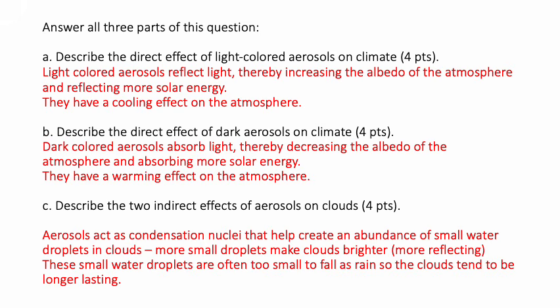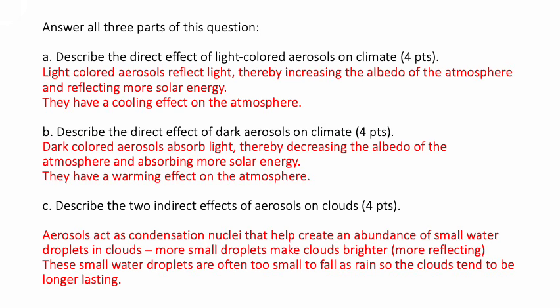The direct effect of dark aerosols on climate is that they absorb light, thereby decreasing the albedo of the atmosphere, absorbing more solar radiation, and they have a warming effect on the atmosphere. It's called radiative heating. But the two indirect effects of aerosols on clouds are particularly interesting. First, aerosols act as little condensation nuclei that help create an abundance of very small water droplets in the clouds. And this abundance of small droplets do two things.